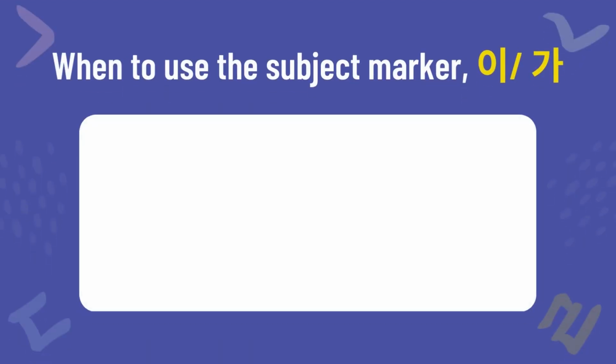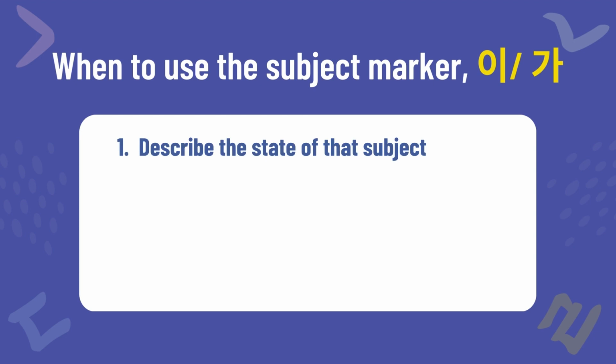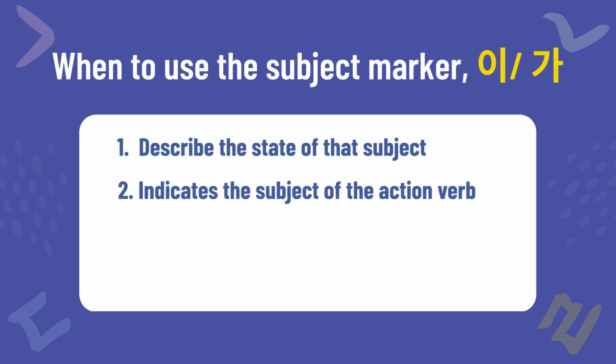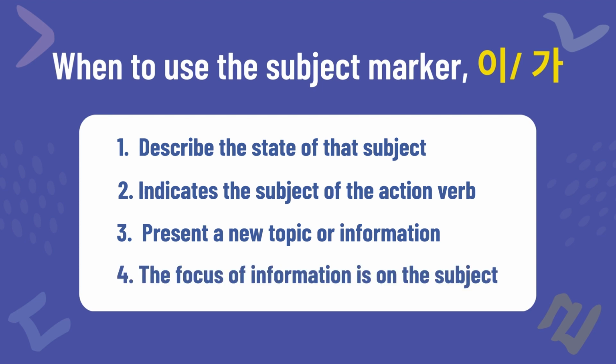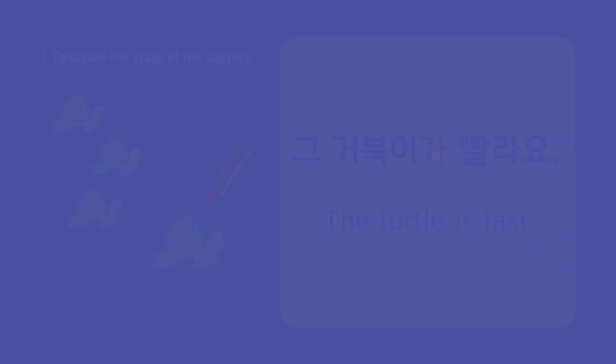Then when should we use the subject marker 이 or 가? In Korean, 이, 가 is generally used in the following cases. The first case is for describing the state of the subject. The second case is for indicating the subject of the action verb. The third case is for presenting a new topic or information. The fourth case is when the focus of the information is on the subject. Now, I'll show you some examples to help you understand each case better.